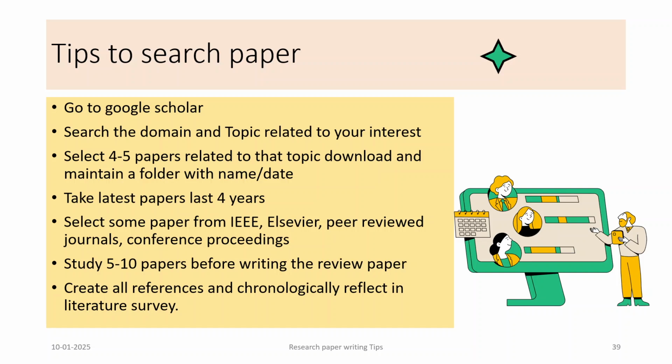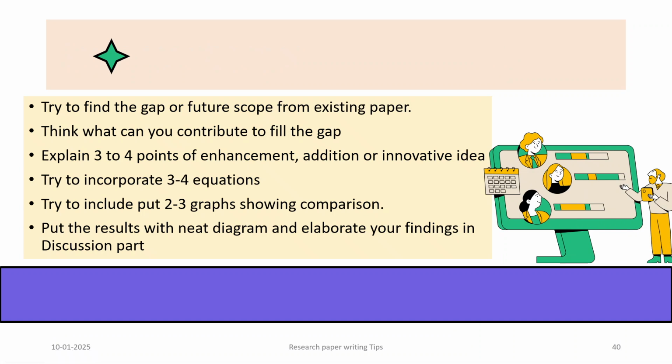Then only you will be able to find the gaps, what is there and what you want to do or what you want to contribute. Then create all the references chronologically and reflect them in the literature survey. Is it clear? Then try to find the gap or future scope from these existing papers. Then think what you can contribute to fill the gap. Then explain 3 to 4 points of enhancement, addition, or innovative ideas.